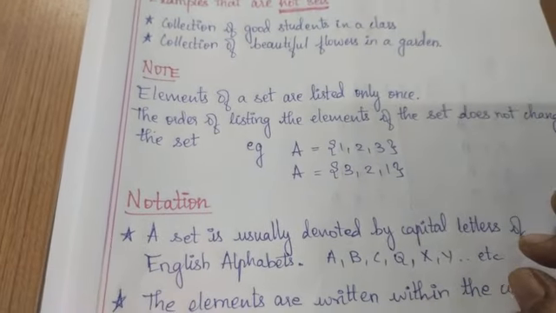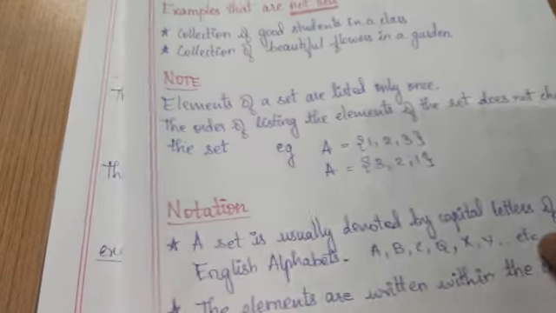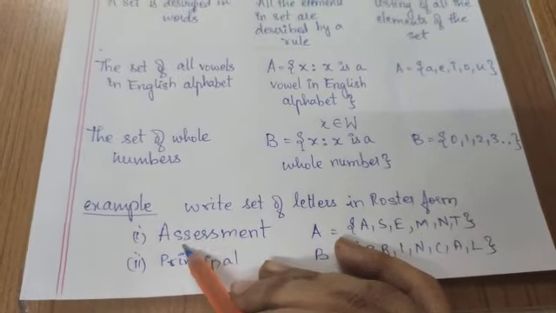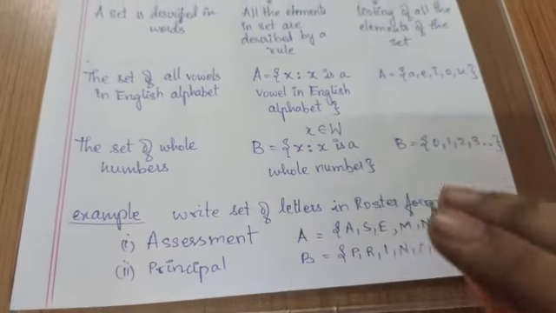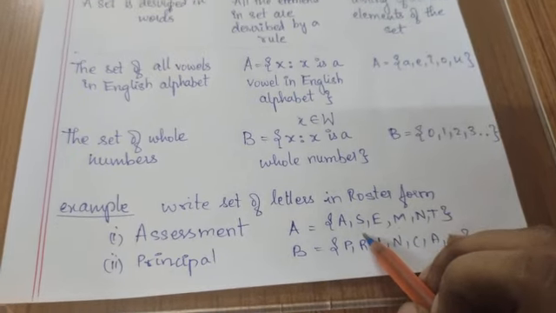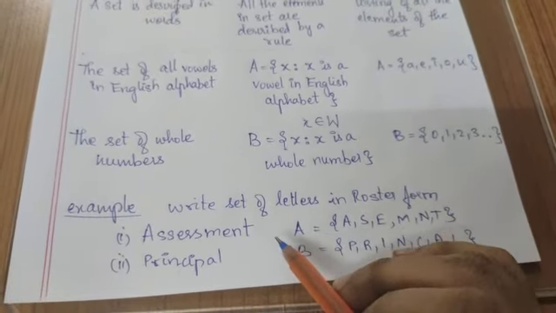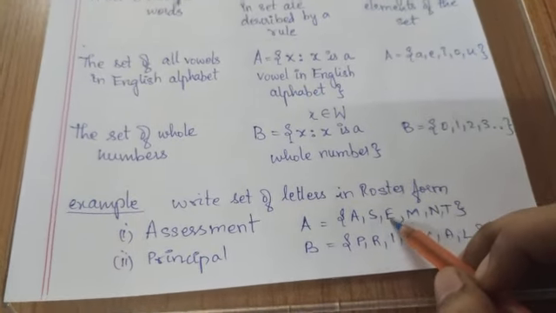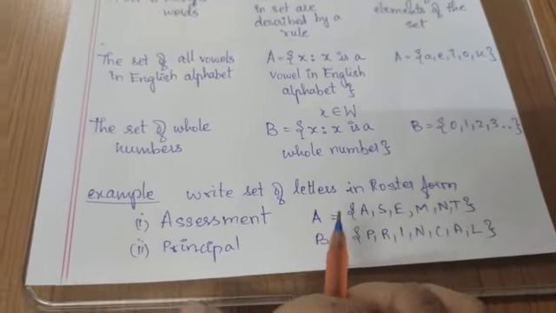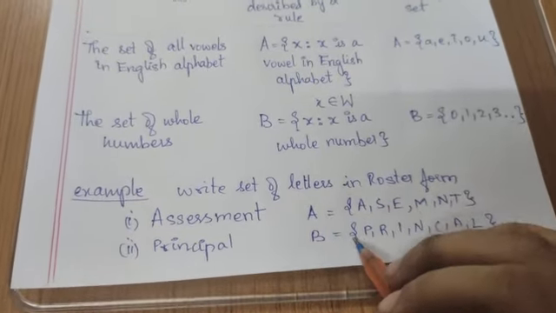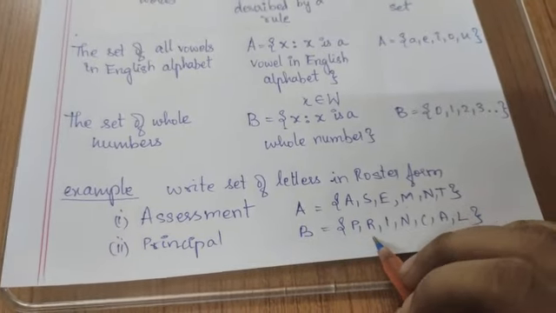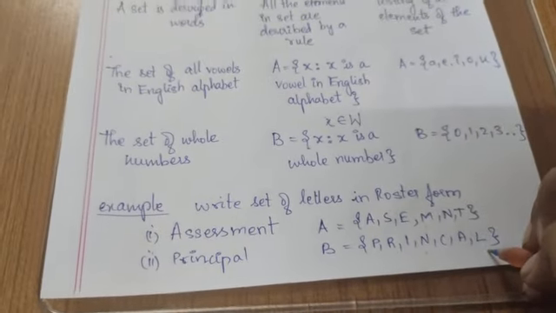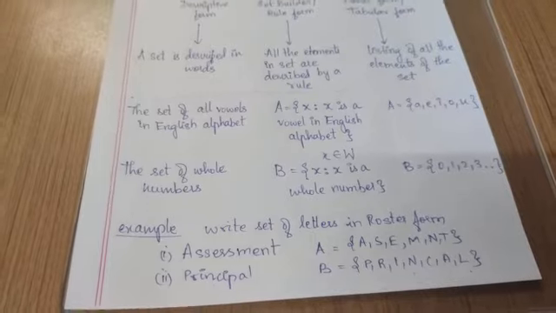We saw that elements of a set are listed only once. So, in the word we have 1, 2, 3, 4, we have 4 s's. But we list it only once. அதே மாதிரி தான். So, we have 2 e's in this word. But இங்கே வந்து when you write it as a set, you have to write it only once. அதே மாதிரி for principal. So, set B equal to P, R, I, N, C, A, L. Okay.